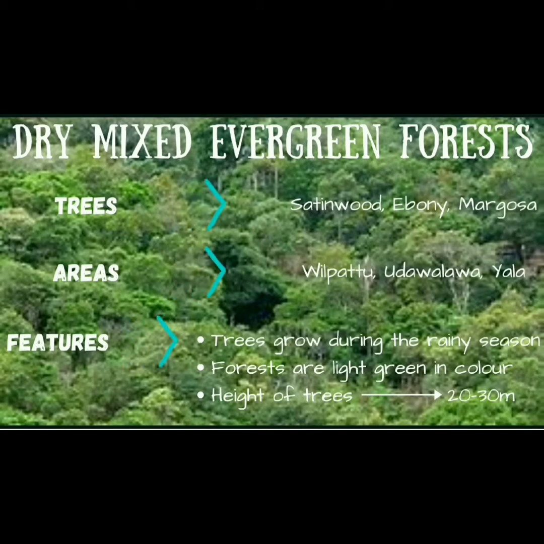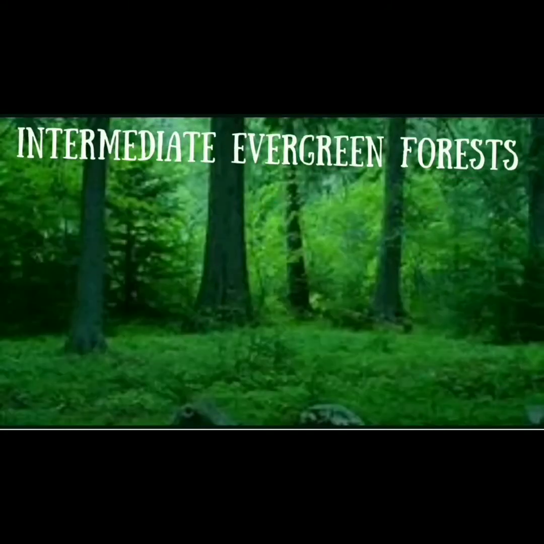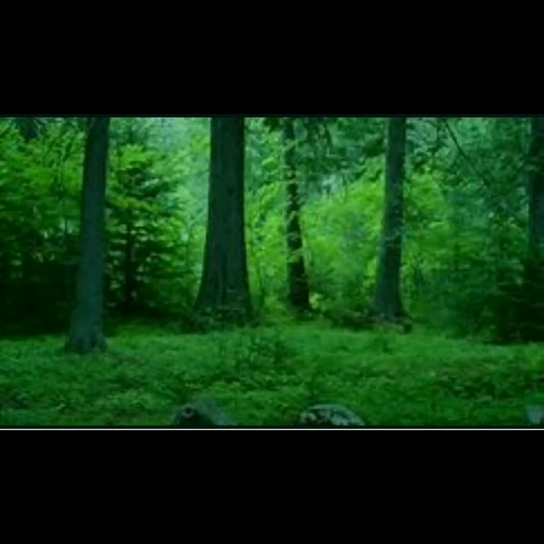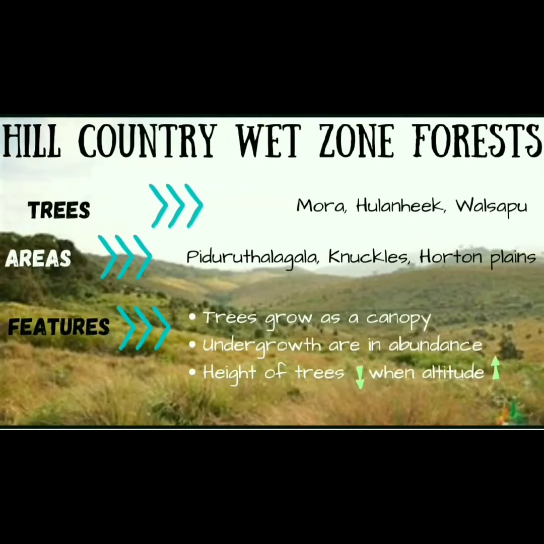The features of intermediate evergreen forests are the trees of dry zone and wet zone are mixed and the trees are between 10 meters to 25 meters in height. Hill country wet zone forests. The features of this vegetation are the height of the trees is from 8 meters to 10 meters and the trees grow as a canopy.